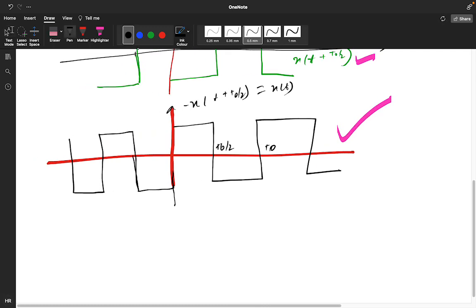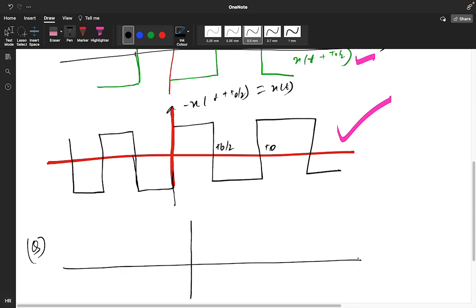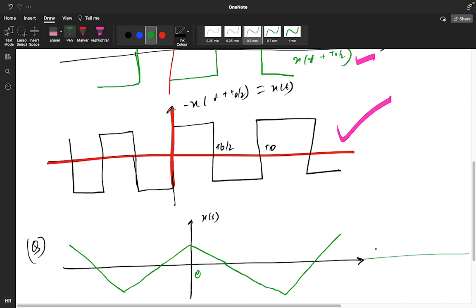Now you have a question. This is your particular question. This is your x of t, and you are drawing a particular signal like this. This value is 0, and it keeps repeating.